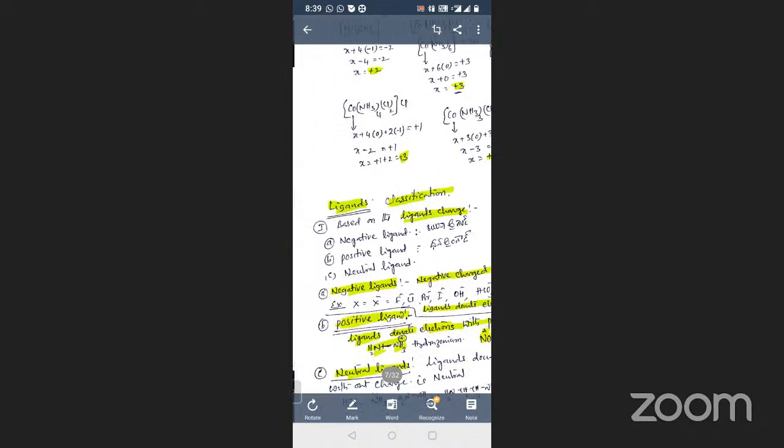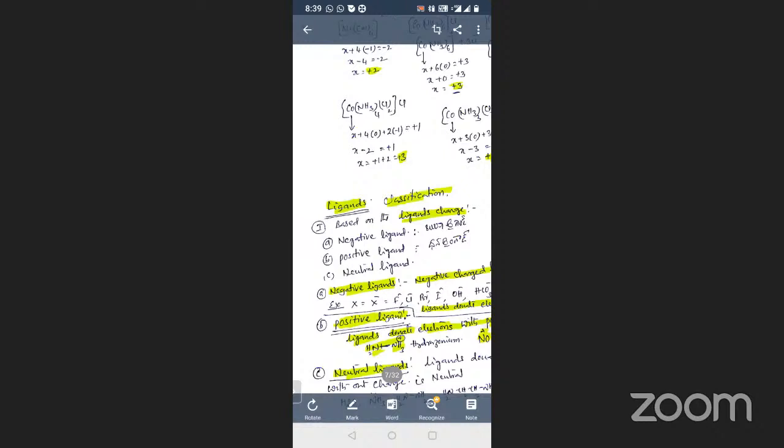Now these are the 5 main points to use in the terms used in coordination chemistry. Okay, any doubt?